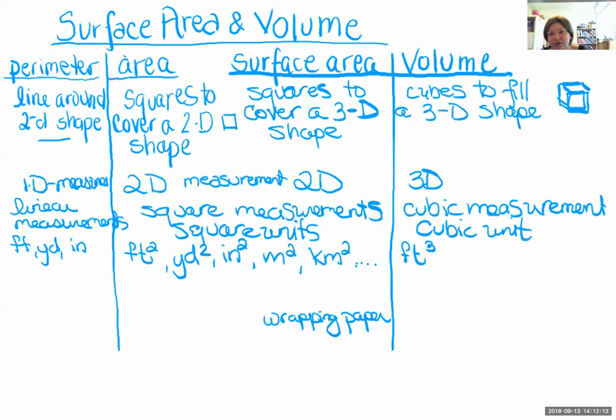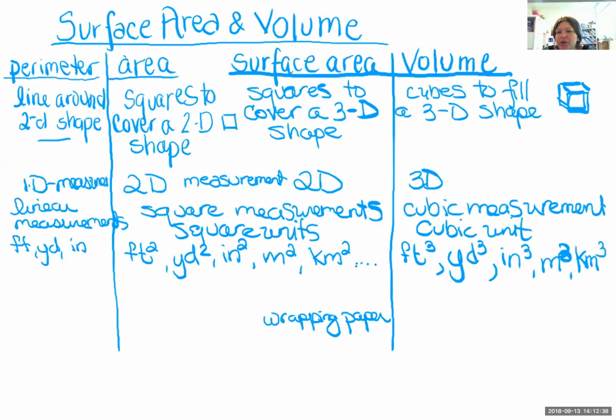That's a cubic foot, a 3-dimensional foot. A cubic yard, a 3-dimensional yard, and so on and so forth. And now you know why we call the second power square and we call the third power cube all the time. This is how they get their nickname.